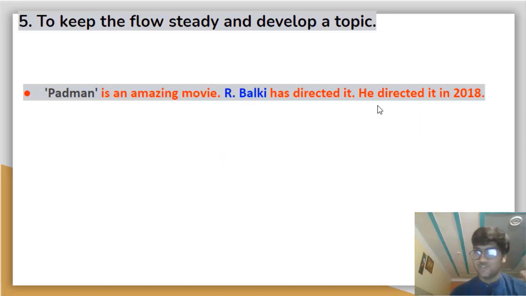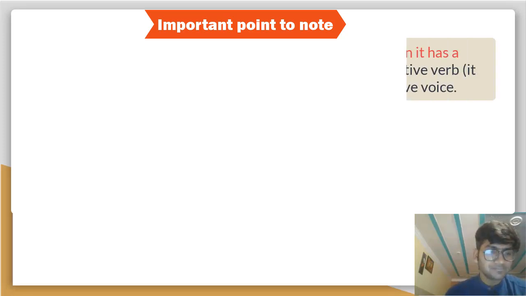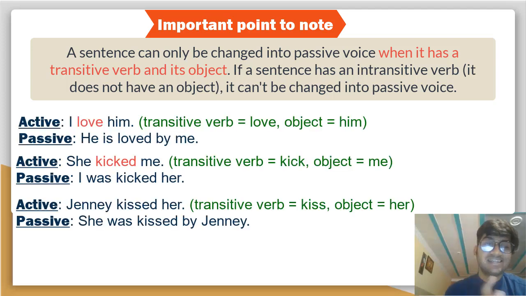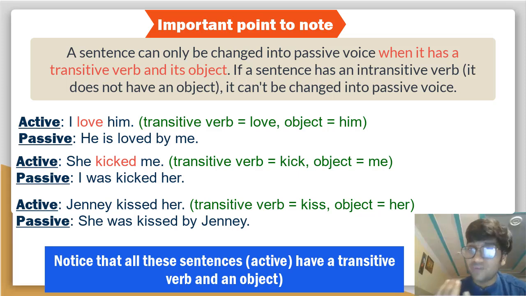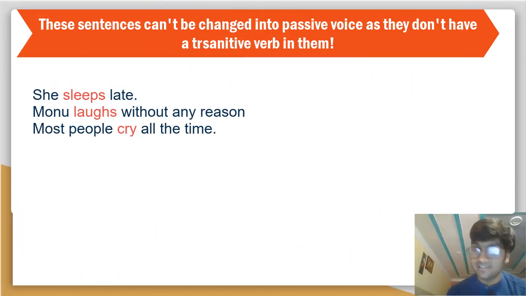All right. Now you know what is active voice, what is passive voice, and when you should use passive voice. Now let me tell you something really, really important. To be able to write a sentence in passive voice, to be able to change an active voice sentence to a passive voice sentence, you must have a transitive verb. You must have an object in your sentence. If the verb that you have in the active voice sentence is intransitive, you cannot change the sentence to passive voice. You cannot do that.